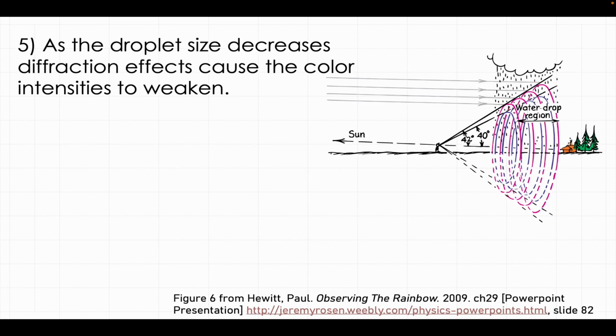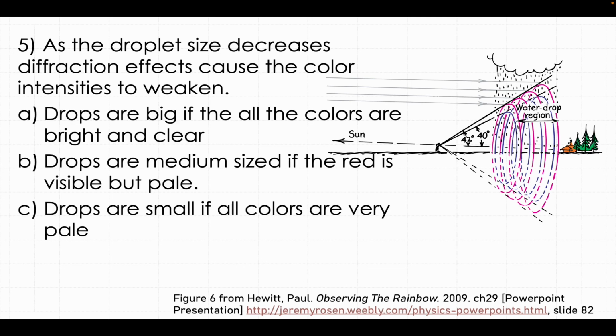So the intensity of the colors of the rainbow can tell us a bit about the droplet size. As the droplet size decreases, diffraction effects cause the color intensities to weaken. That means that when the droplet size decreases, the colors that come out of the droplets overlap each other and cancel each other out, producing white light. So if the droplets are big, all the colors are bright and clear. If the drops are medium sized, then the red band is visible but pale. And if all the drops are small, then all the colors appear very pale. So a little bit of old weather lore: lots of red means a wet head.